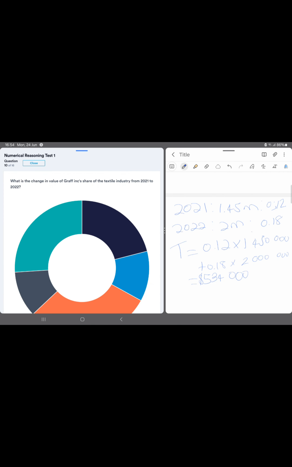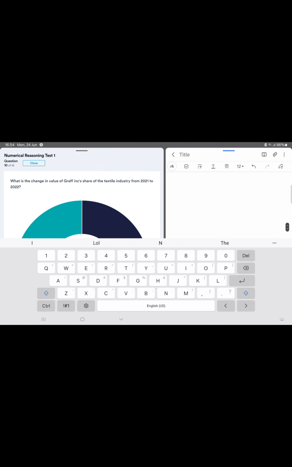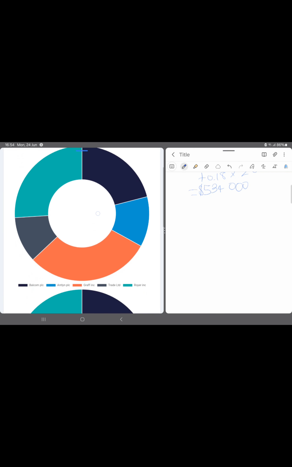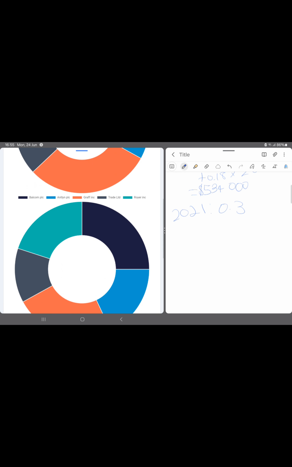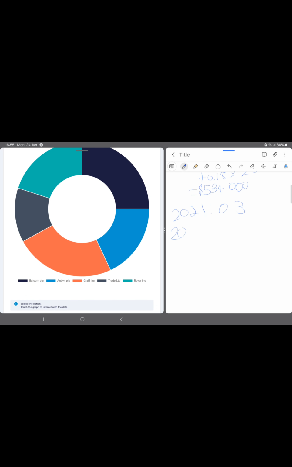Okay, and then the next question, which has the same pie chart, says, what is the change in value of Graphs Incorporate share of the textile industry from 2021 to 2022? So with graph, looking at the color codes, it will be the orange one. Then we can see that for 2021, its share is 0.3 or 30%. And then for 2022, we have 0.24 or 24%.